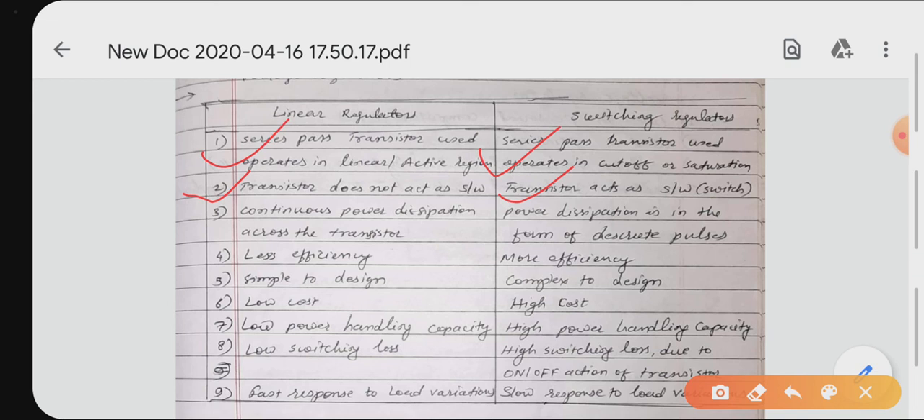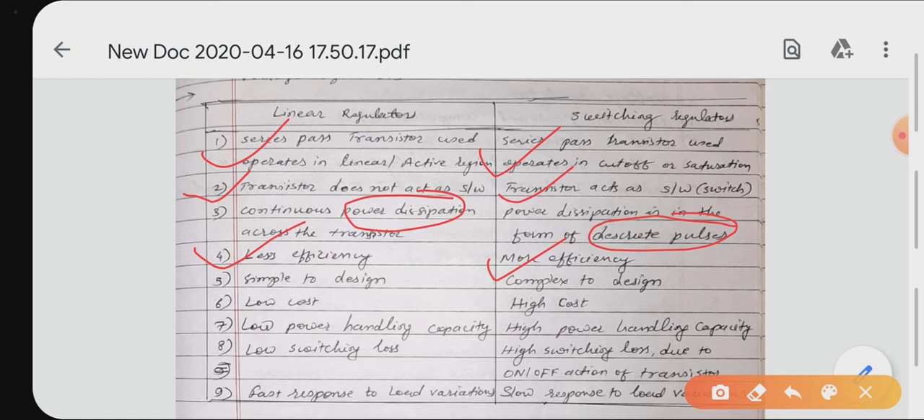Therefore, in the case of a linear voltage regulator, there is a continuous power dissipation across the transistor. Power dissipation means nothing but power loss. Because of the transistor operating in the linear or active region, there is continuous power dissipation, so the efficiency of the linear voltage regulator is very poor. But as the series pass transistor used in the switching regulator operates in cutoff or saturation, the power dissipation is in the form of discrete pulses, therefore it has more efficiency.